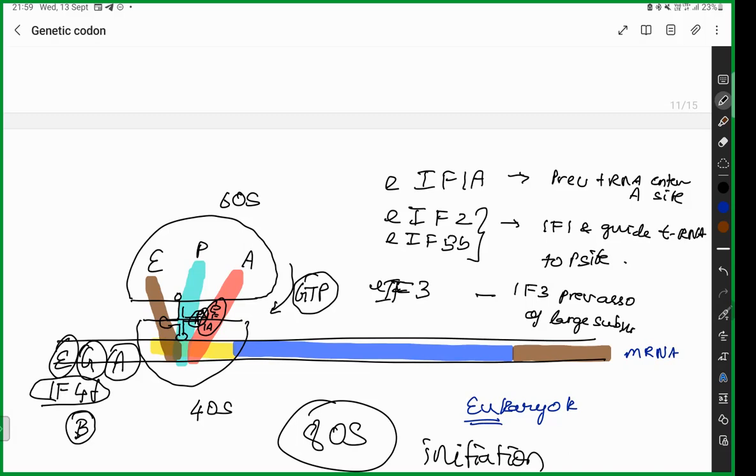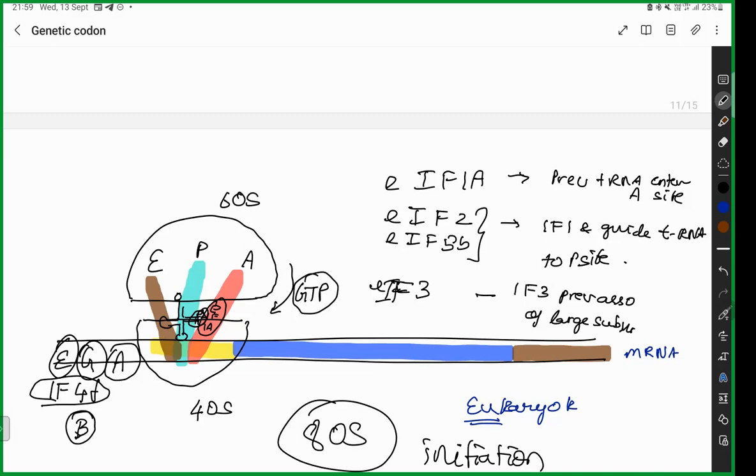Now, in the latest edition of Harper, they had one more subunit, that is B. So now tell me, what are the four subunits of your initiation factor 4? There was one question in your AIIMS exam once.